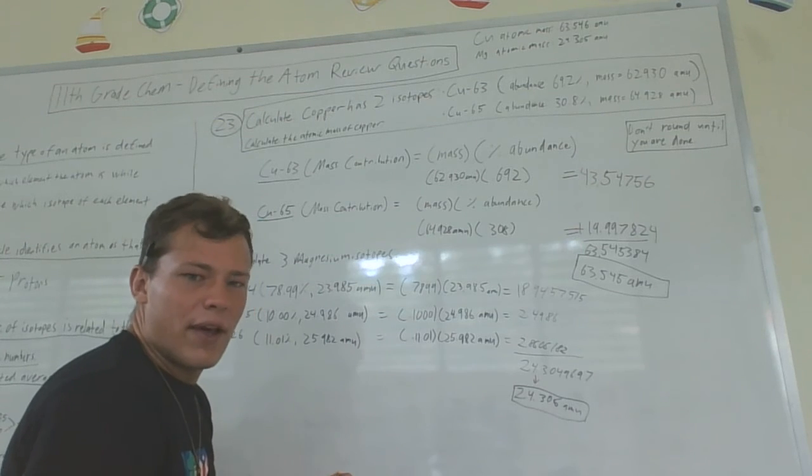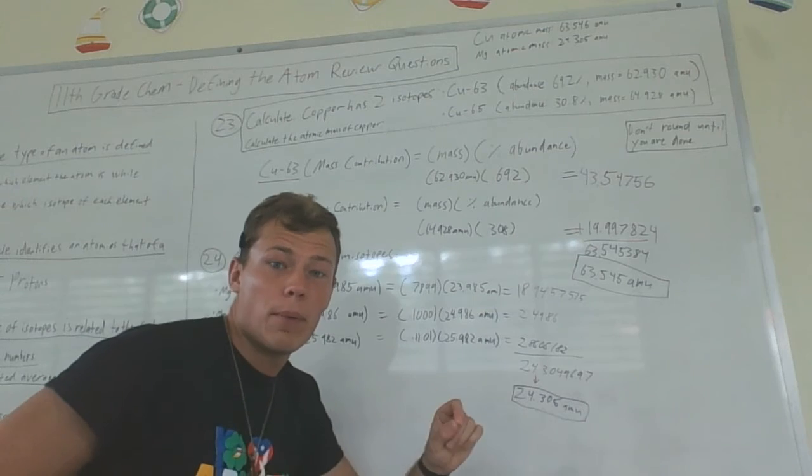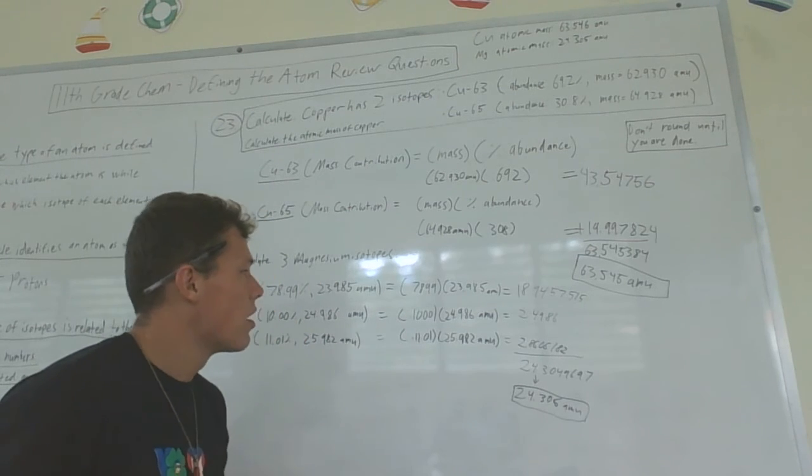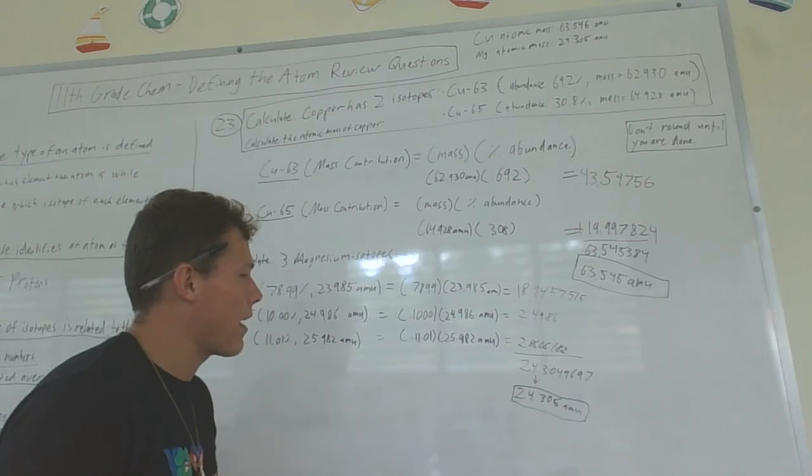So hopefully that makes sense, and hopefully you see now how when you have different isotopes with different abundances, different percentages, that's how you calculate what the atomic mass is, okay?